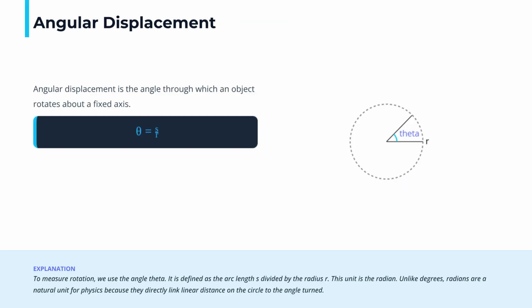To measure rotation, we use angular displacement, theta. It is defined as the arc length s divided by the radius r. This unit is the radian. Radians are a natural unit for physics because they directly link linear distance on the circle to the angle turned.